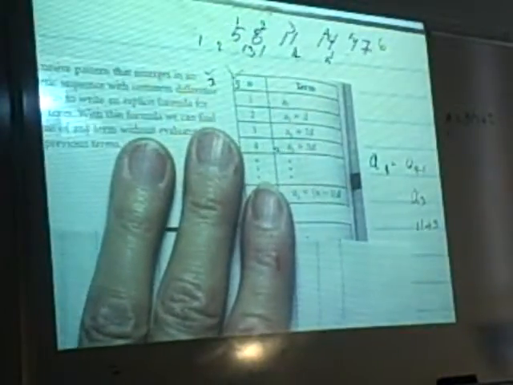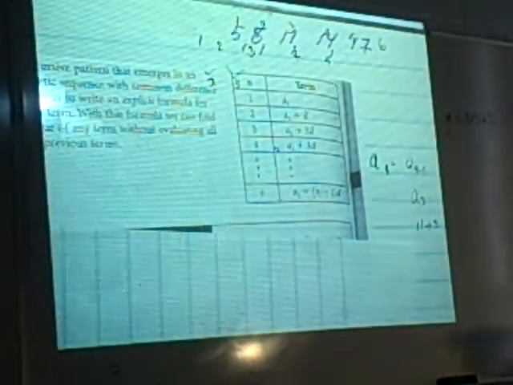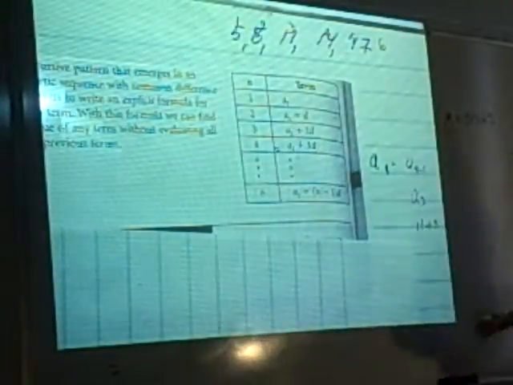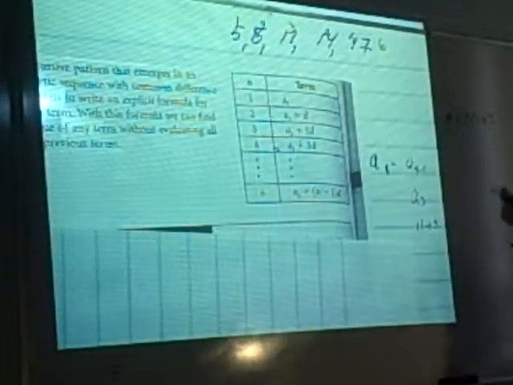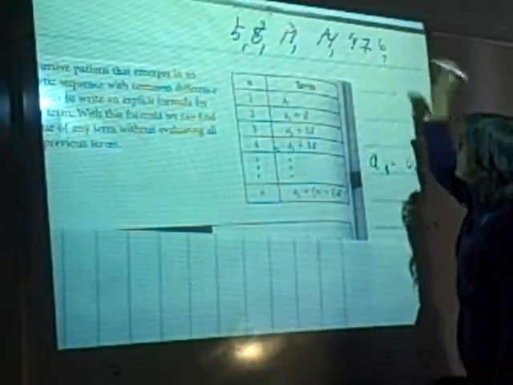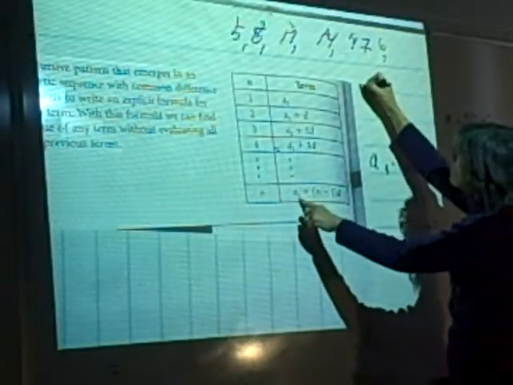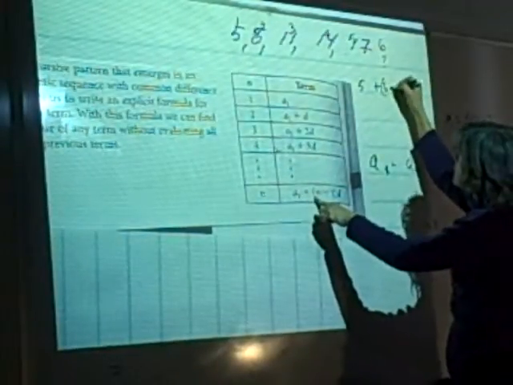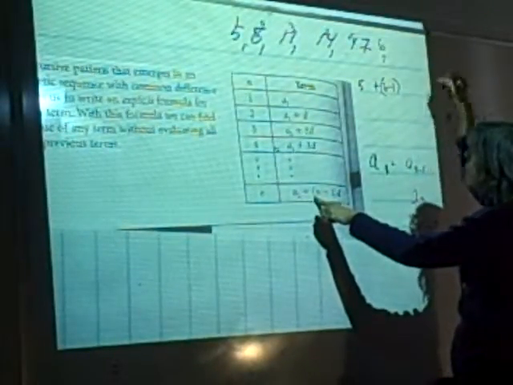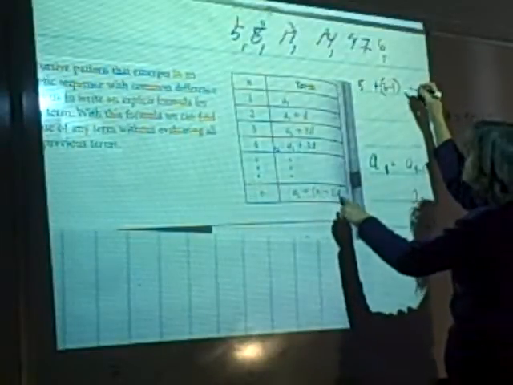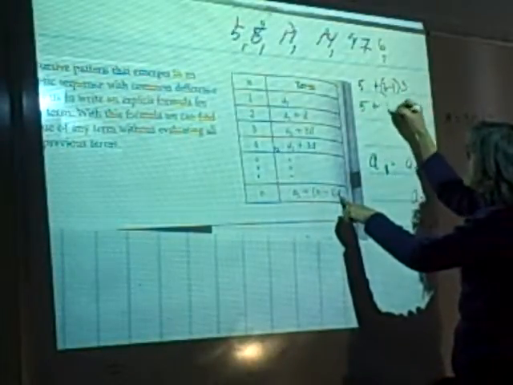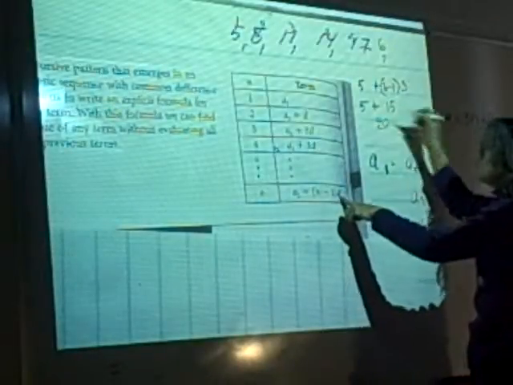Let's see if I can organize that. 1, 2, 3, 4, 5. And I am looking for my sixth. I don't know what that one is, right? So my first term is 5 plus, it's going to be 6 minus 1, which is 5. What's the difference? The difference is 3. So 5 plus 15 is 20.